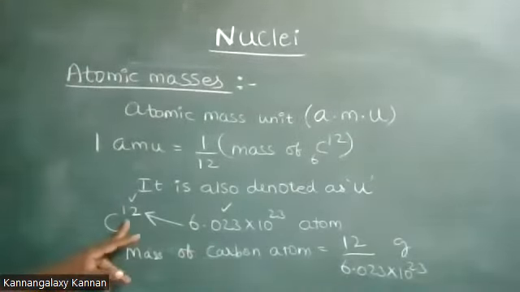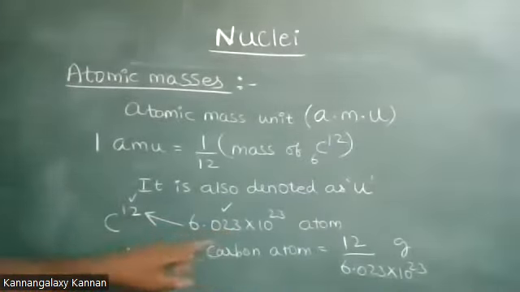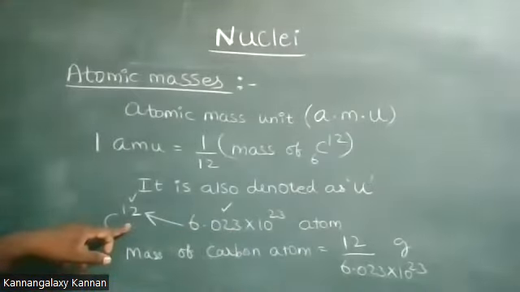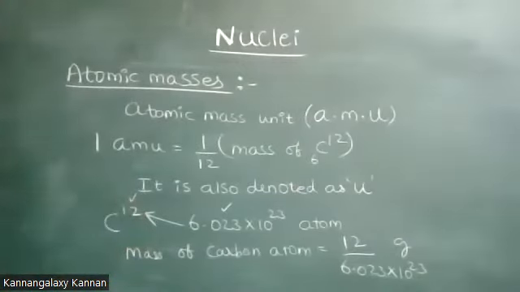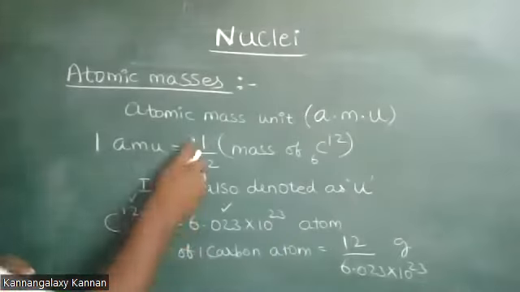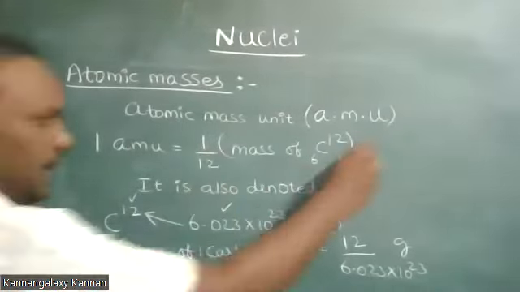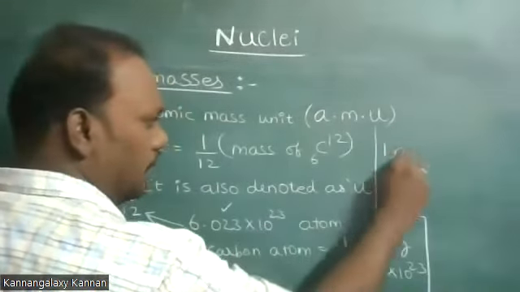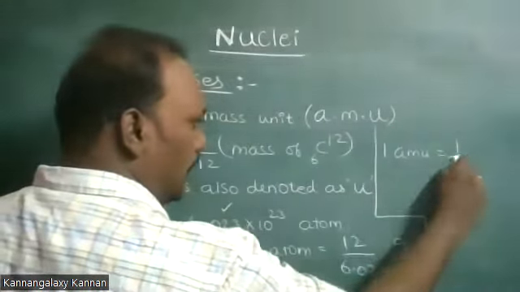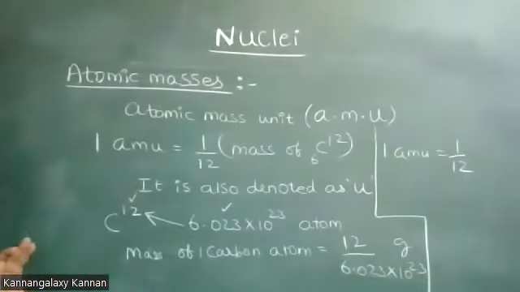The mass of this many atoms is 12 grams. For the mass of one atom you bring it to the denominator, so it becomes 12 by 6.023 × 10^23 grams. This is the mass of one carbon atom. So what is 1 AMU? It is 1/12 of the mass of one carbon atom. Therefore 1 AMU is equal to 1/12 of the mass of one carbon atom.